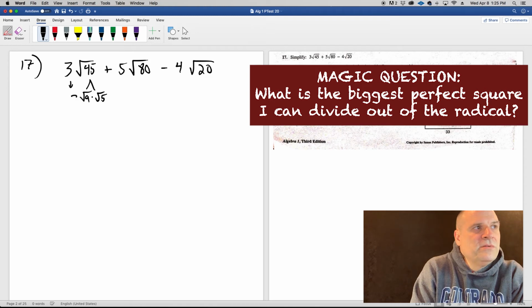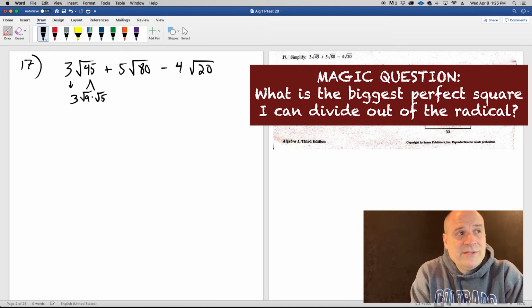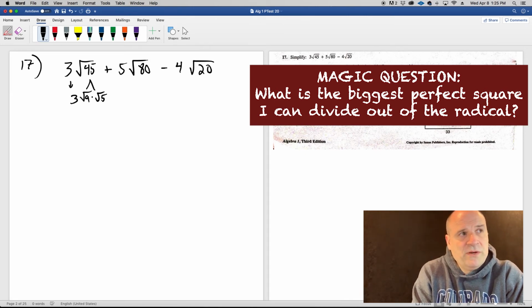And this 3 is still 3. So does anybody have an issue with this? Because this is just 3 times the square root of 45. Well, the square root of 45 is just the square root of 9 times the square root of 5. Okay, so far so good?